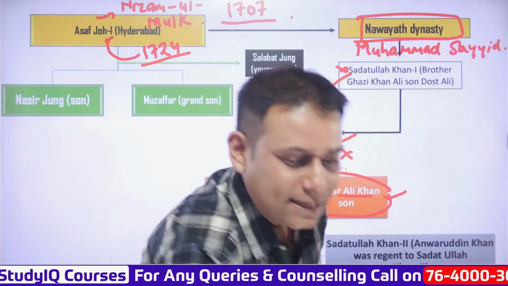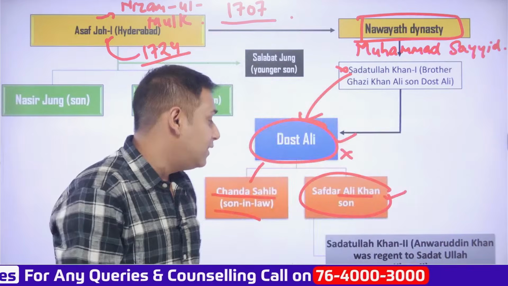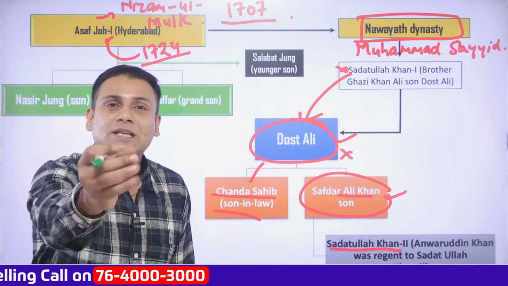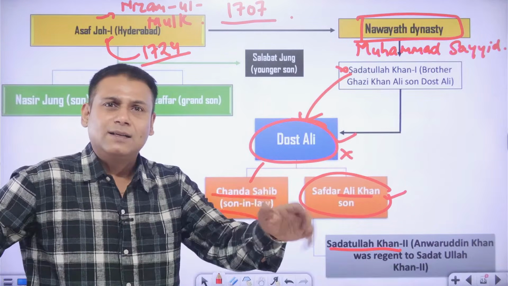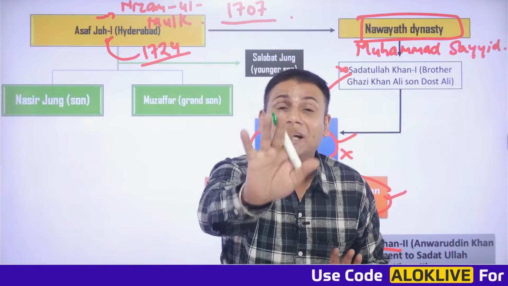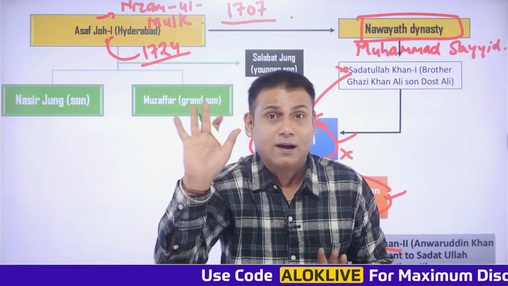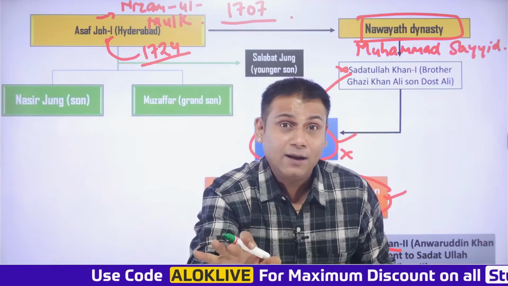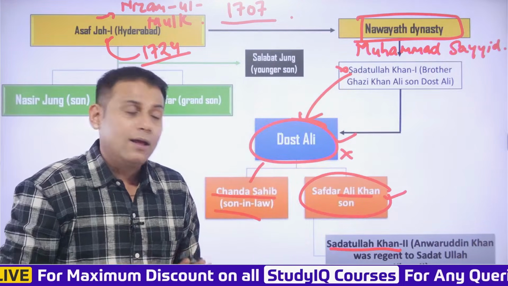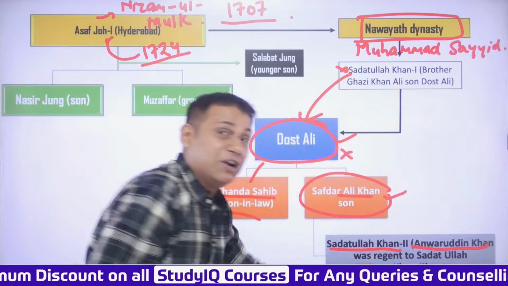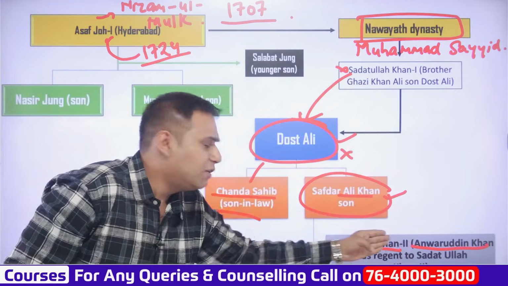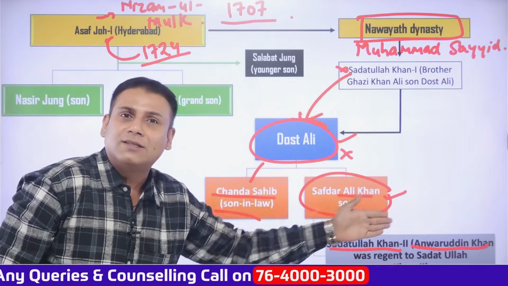Precisely speaking, his name was Sadatullah Khan II. He was a minor, 7 to 8 years. So, Asaf Jah said that Sadatullah Khan II will become the next Nawab of Carnatic. But since he is a minor, he cannot take care of the administration properly. So, we will choose Anwaruddin Khan as the regent. If you remember Anwaruddin Khan, Battle of Santhom. Anwaruddin Khan as the regent for Sadatullah Khan II, who is going to assist him.